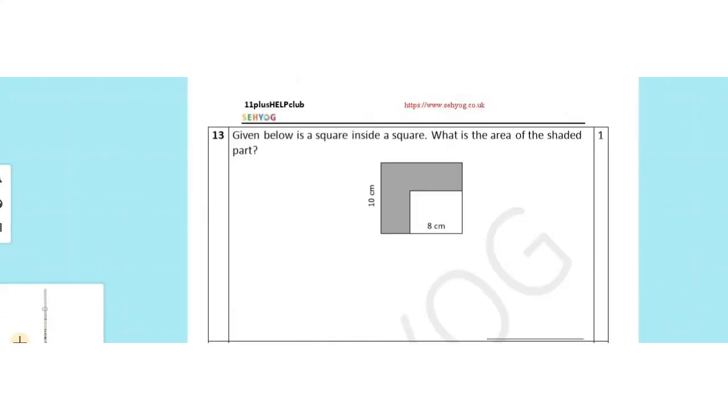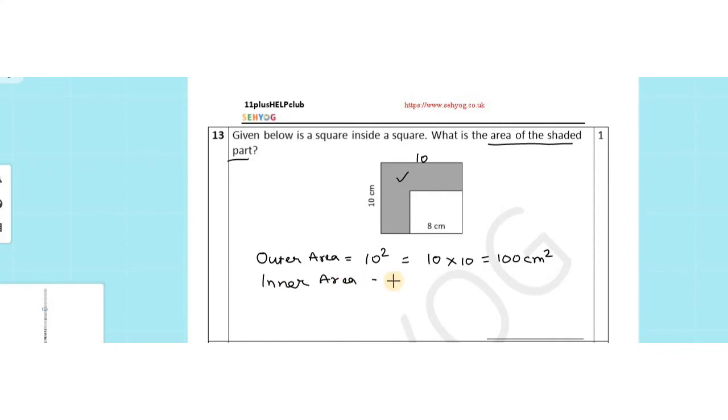In question number 13, there is a square inside a square. We have to find the area of the shaded part. Yes. So, the area of the outer square including the inner square is 10 times 10 because 10 is the edge of the outer square. So, 100 centimeter square.